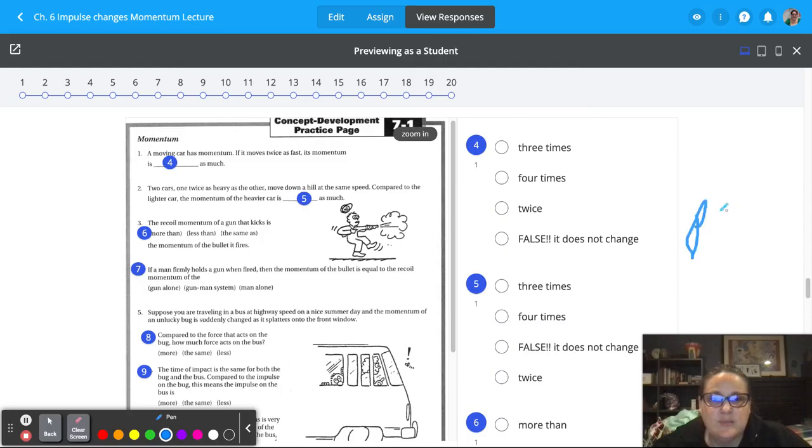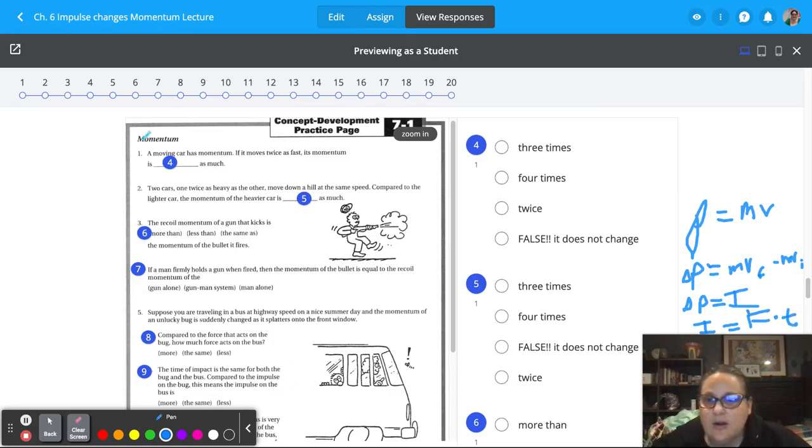The equation for that, once again, was P equals M times V. This is just for momentum. We also know that change in momentum is the final minus the initial momentum. So that can be written as mv final minus mv initial. And then we know that change in momentum is also equal to impulse, and impulse is equal to the force applied times the time of application of force.